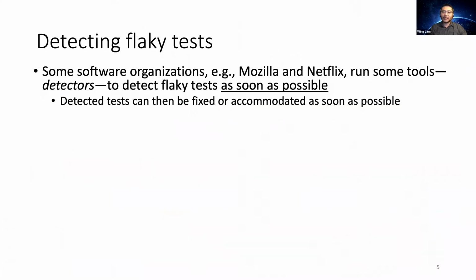So having flaky tests like the one I just showed is quite undesirable. And because of this, some software organizations such as Mozilla and Netflix are already running some tools, what I refer to as detectors, to detect these flaky tests as soon as possible. The idea is that once these tests are detected, they can then be fixed and accommodated as soon as possible.